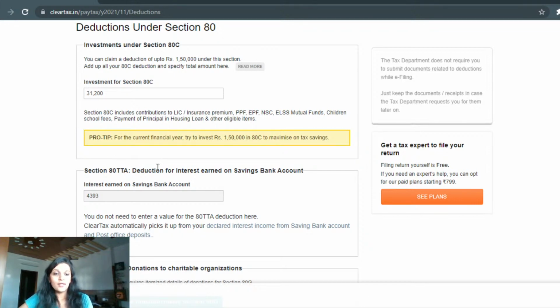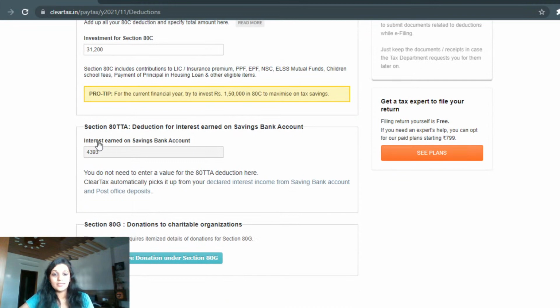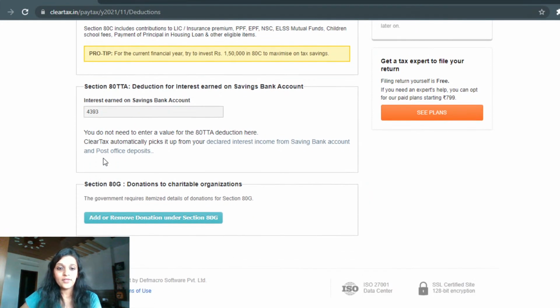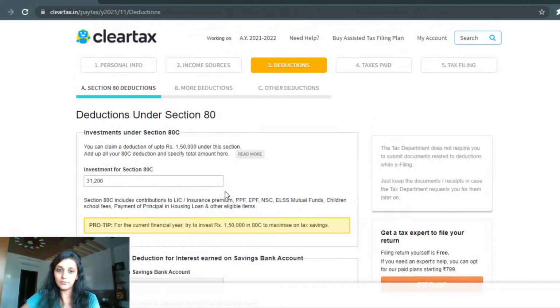Then another section you will see is 80TTA. As we included this income in the interest income head in other sources, and it was less than 10,000, it is coming under the deduction tab as well. If you have any 80G donation, you can add the donation amount and proceed.